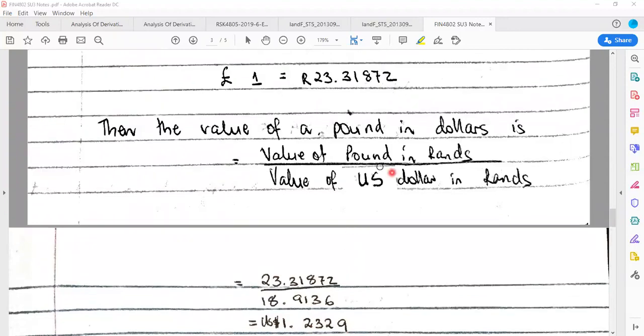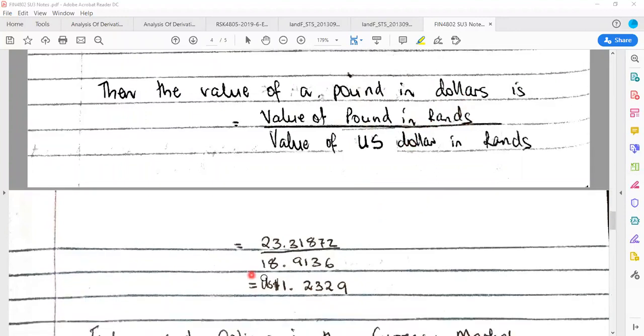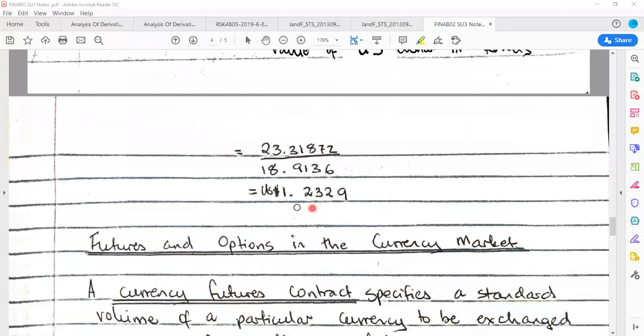So this means that 1 pound is $1.2329. So the currency that you want to convert to the other one is the one that you put on top. And the currency you want to get, in this case dollars, is what we would put at the bottom. So we get 1 pound being equal to $1.2329.